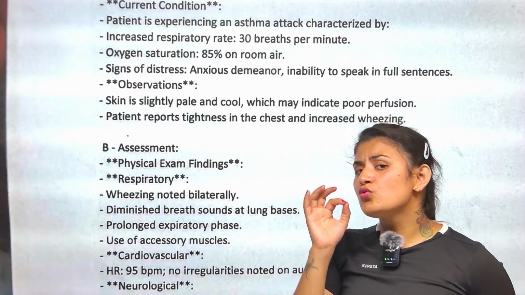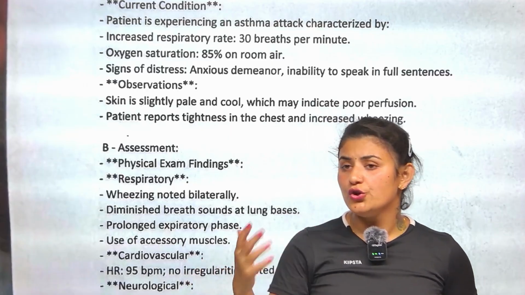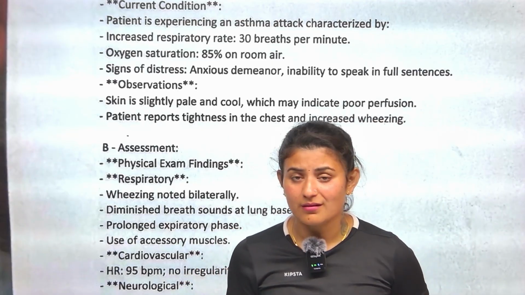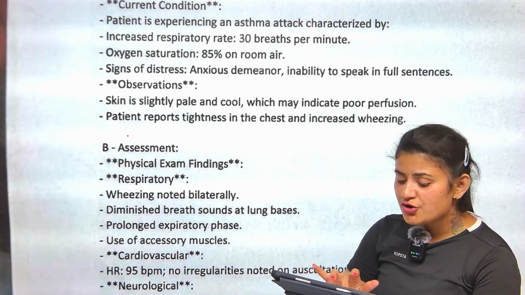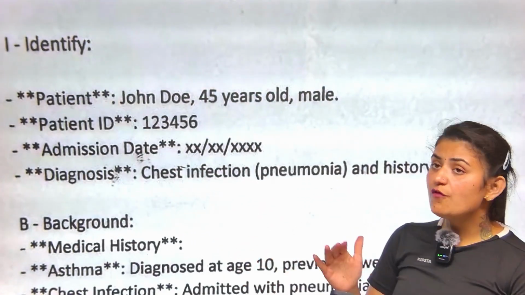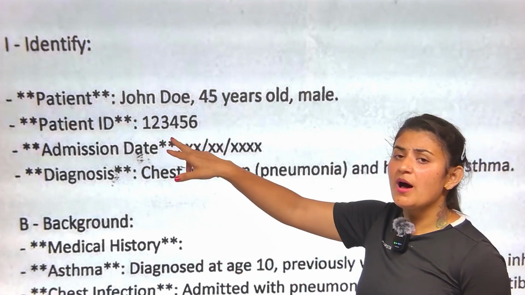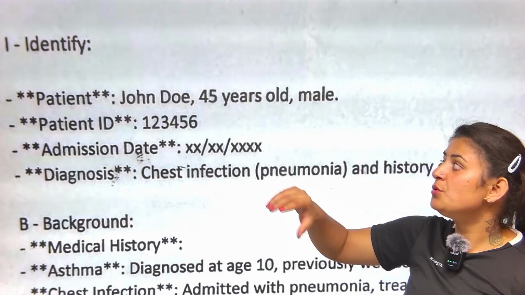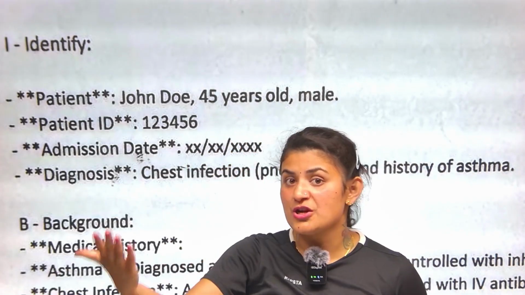So guys, how to start the handover? That is the most difficult part. What I feel usually students experience is that they don't know how to start it. So you have to tell them, Sarah, my patient's name is John Doe. His date of birth is XXX. His MR number is 123456.